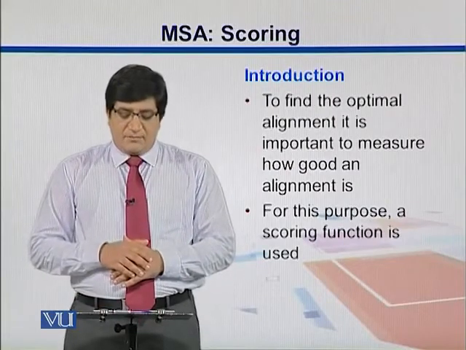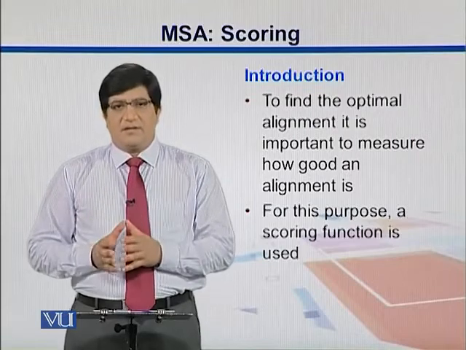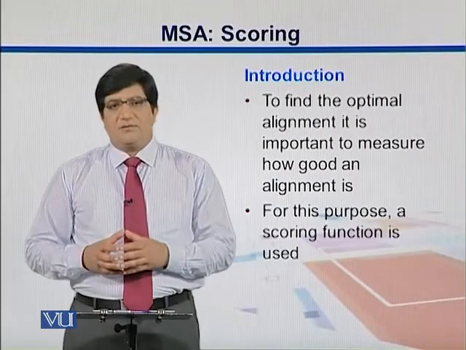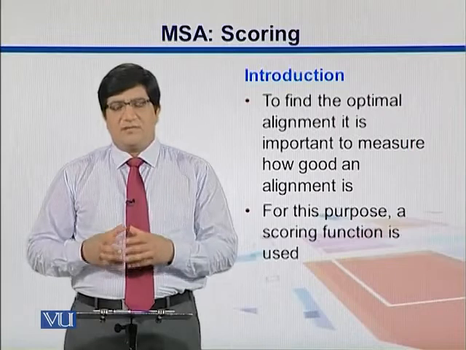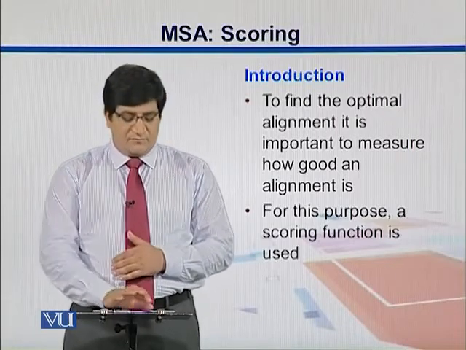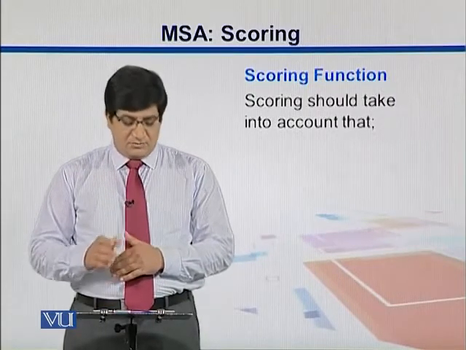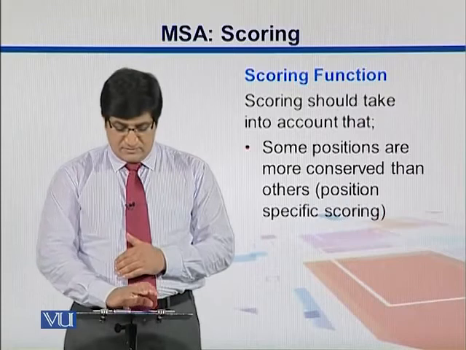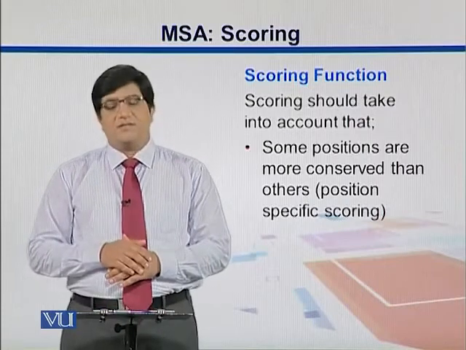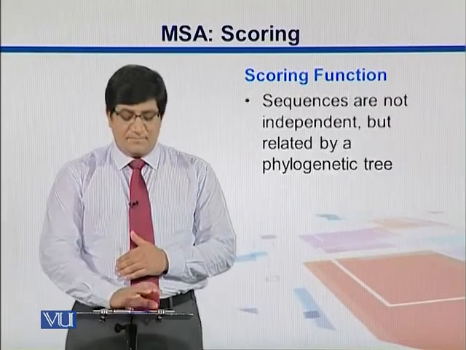So to find an optimal alignment, it is important to measure how good the alignment is, and the criterion to get this goodness is the alignment score. So for that we use some scoring functions. Scoring should take into account the following facts. Number one, there are some positions in nature that are more conserved than the other ones.